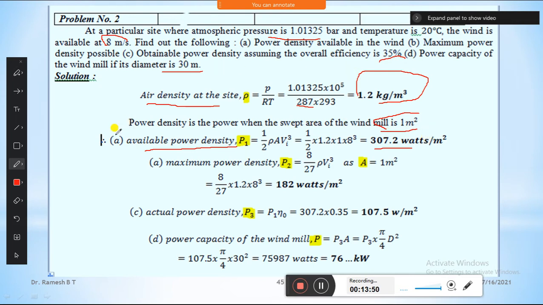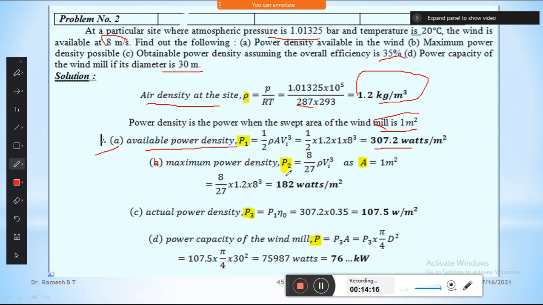That is the first thing we calculated. Clear? In the data they gave, we wanted to calculate the power density available in the wind. So this much power is available because of that data. But next is B, the maximum power density. We can call it P2. So P1 is the available one, and P2 is the maximum.